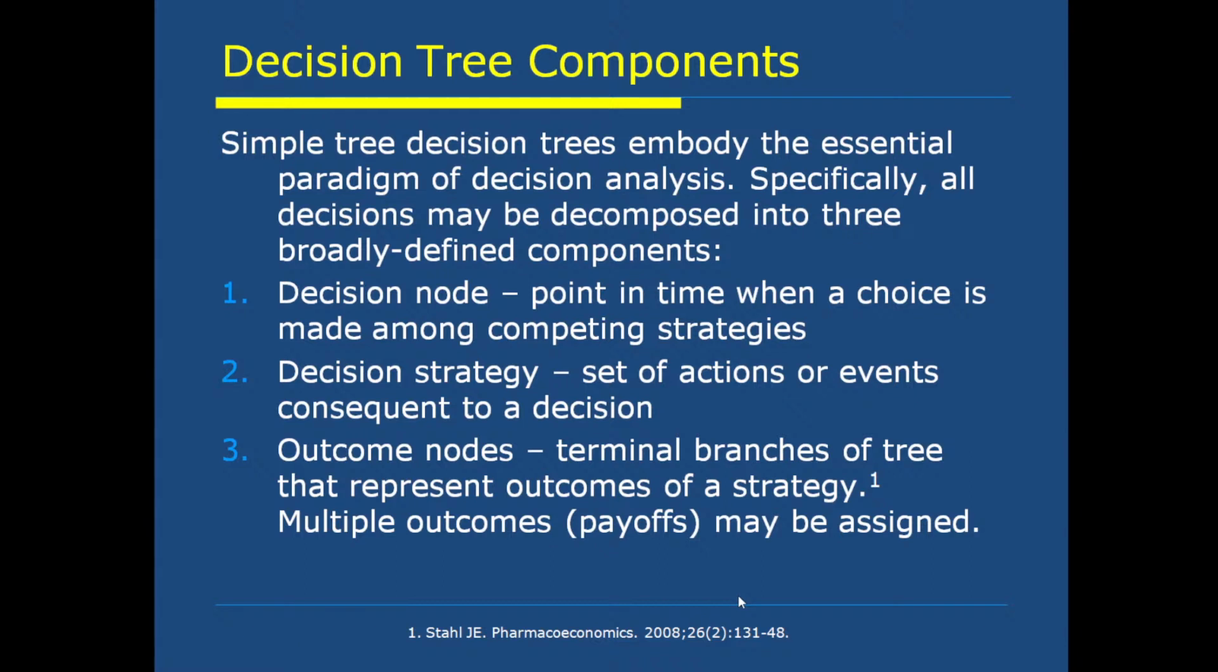Decision strategy: a set of actions or events consequent to a decision. Outcome nodes: these are the terminal branches of the tree that represent outcomes of a strategy. For multiple outcomes, payoffs may be assigned.